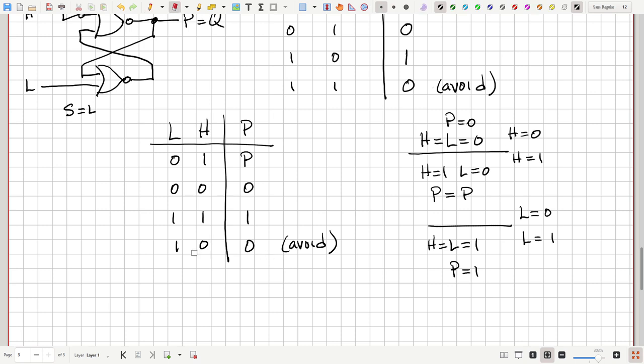Now, by the way, what about this avoid? Avoid, that would be L equals 1, so we would be below the L line, and H is 0, we would be above the H line. So this never happens. So we don't have to take any steps to avoid that. Nature does it for us. It never happens. Impossible. Unless possibly we had some sort of problem with our sensors. Okay, then that would be another issue.